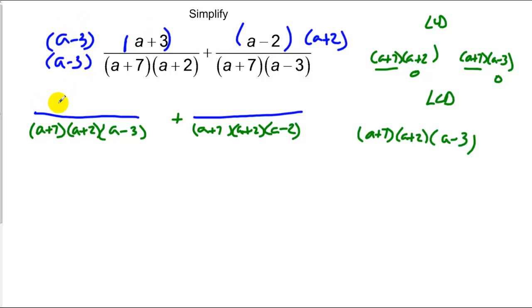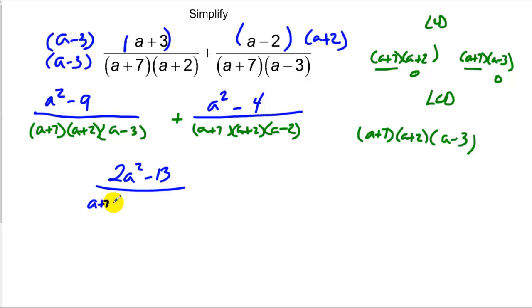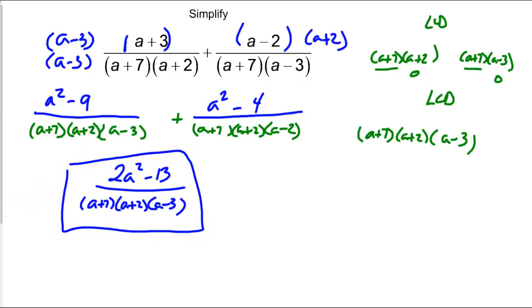So when I FOIL this out, I get a squared minus 9 because the middle term goes, and this goes to a squared minus 4. Add like terms, a squareds are in common, so that's 2a squared minus 13 over my LCD of a plus 7, a plus 2, and a minus 3. And you'll notice this numerator doesn't factor, therefore there's no common factors to reduce, and I'm done.